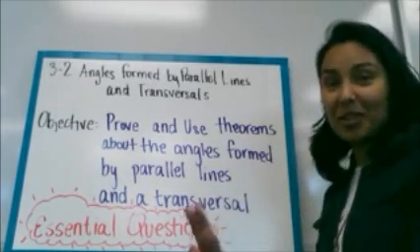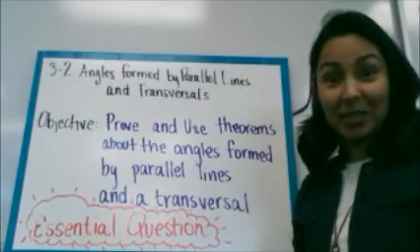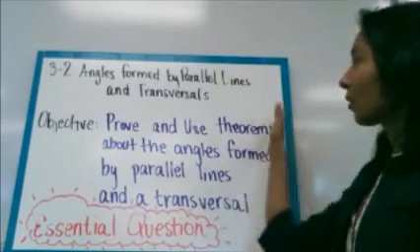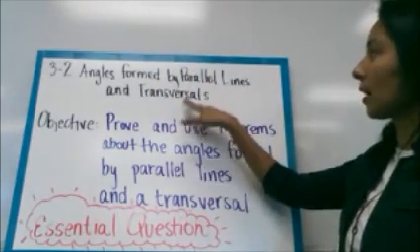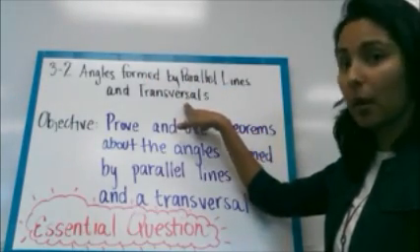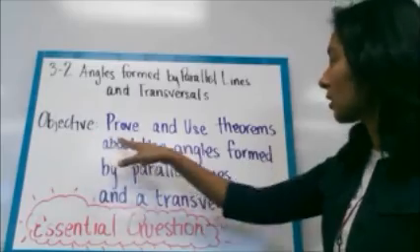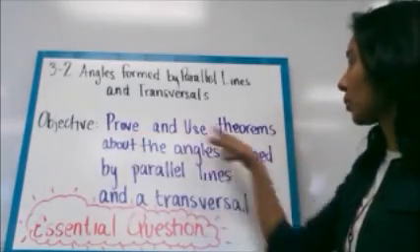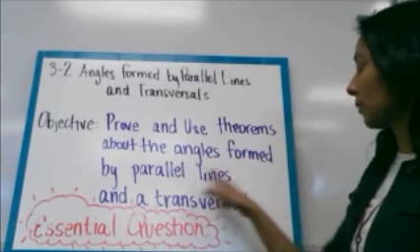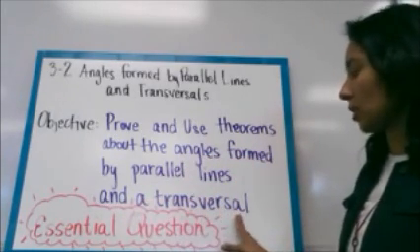Okay, so here's my first video where I'm actually looking at you guys face to face. We're talking about Chapter 3, Section 2, angles formed by parallel lines and then a transversal that gets cut through those parallel lines. Your objective is what you should be able to do by the end of the lesson, which is prove and use theorems about angles formed by parallel lines and a transversal.